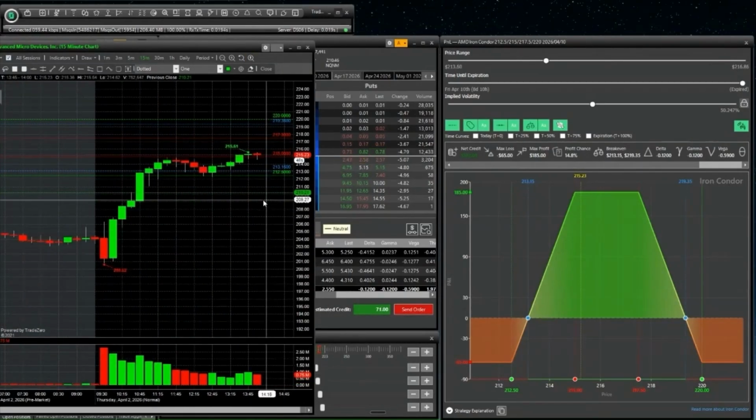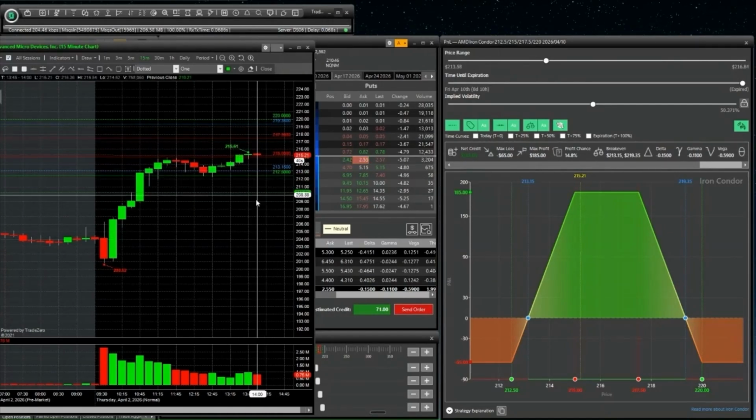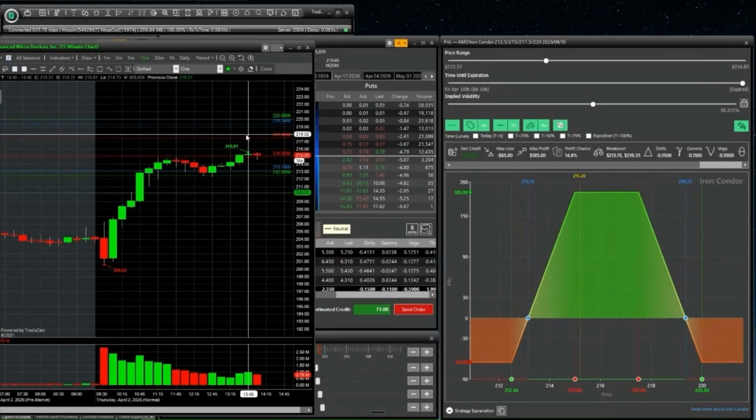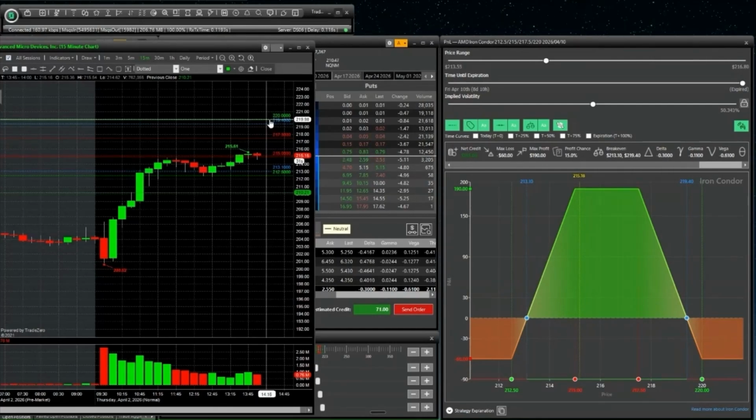I've got a few lines on my chart here. I'm going to explain each one. The green lines, top and bottom, are the outer wings. That's the 212.50 and the 220. There you go, 212.50, 220. If we fall below or above one of these lines, we are at max loss, which is a $60 loss.